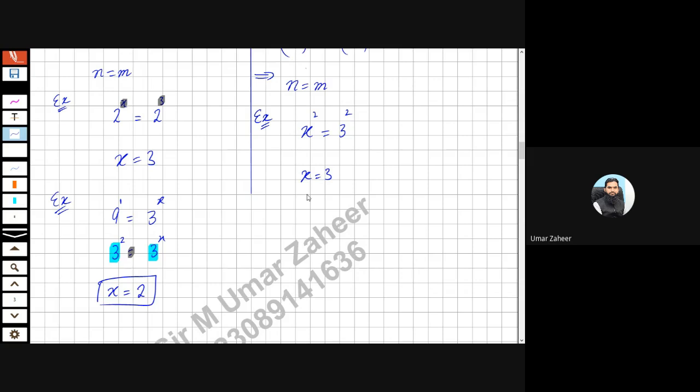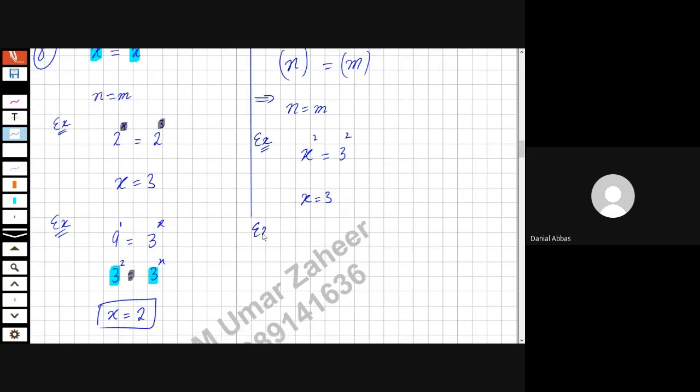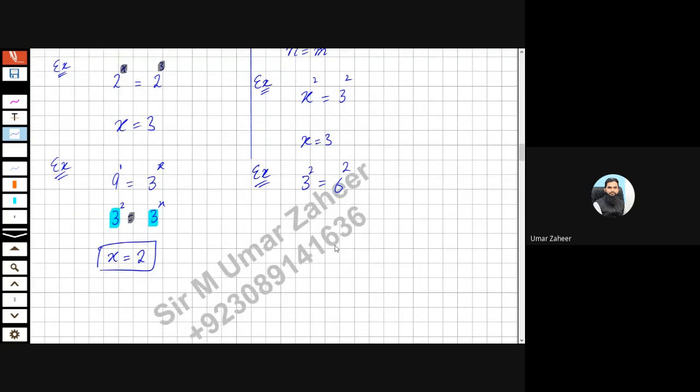Yes, Daniel, you are raising your hand. Sir, what if it is like 3 raised to power 2 equals 6 raised to power 2? Technically, the examiner would use some variable. Clearly they are not equal, because 3 square is 9 and 6 square is 36. So they are not equal.